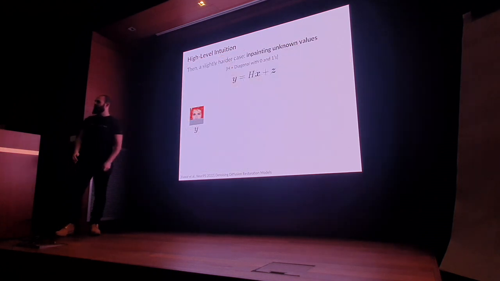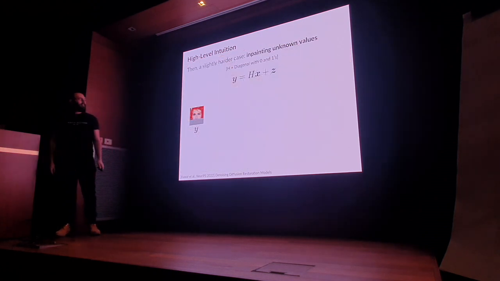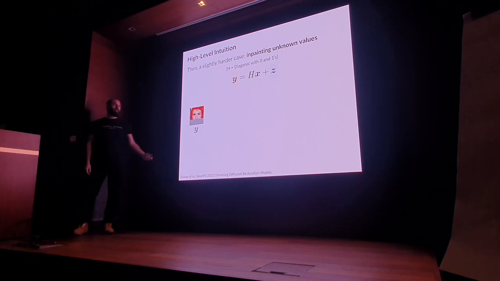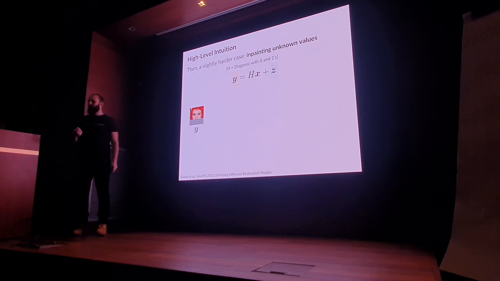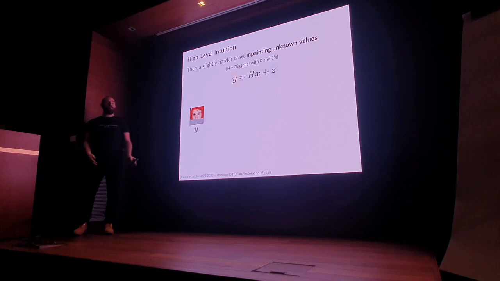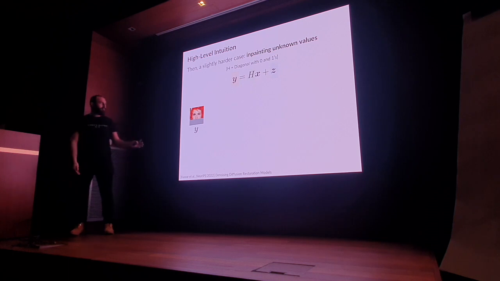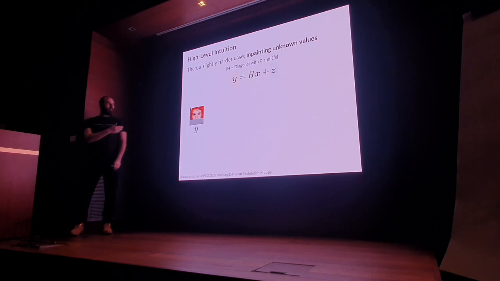Alright, so let's consider a slightly more challenging case. Let's say this is my observation. I have noise in my pixels that I can observe, but some of the pixels are missing. So in this case, H is a diagonal matrix with some zeros and some ones in it. There's a one wherever I can see the pixel and zero where I can't. Some of my pixels are noisy and available, and some of my pixels are just missing.